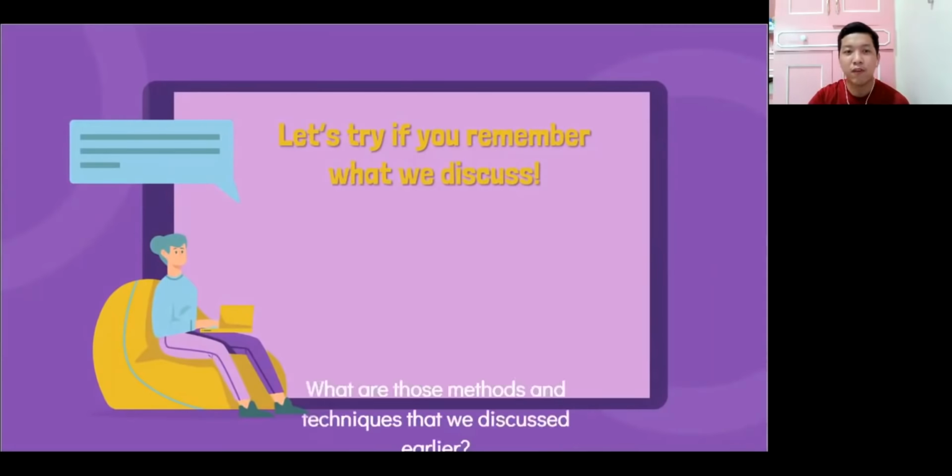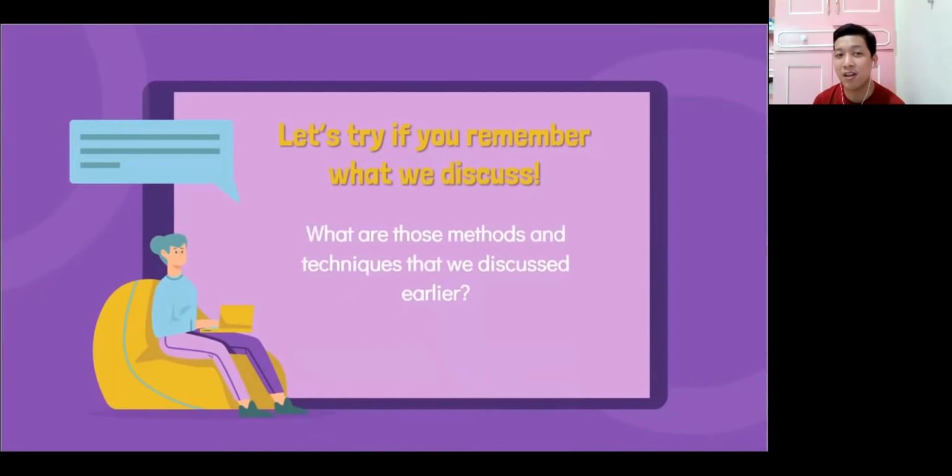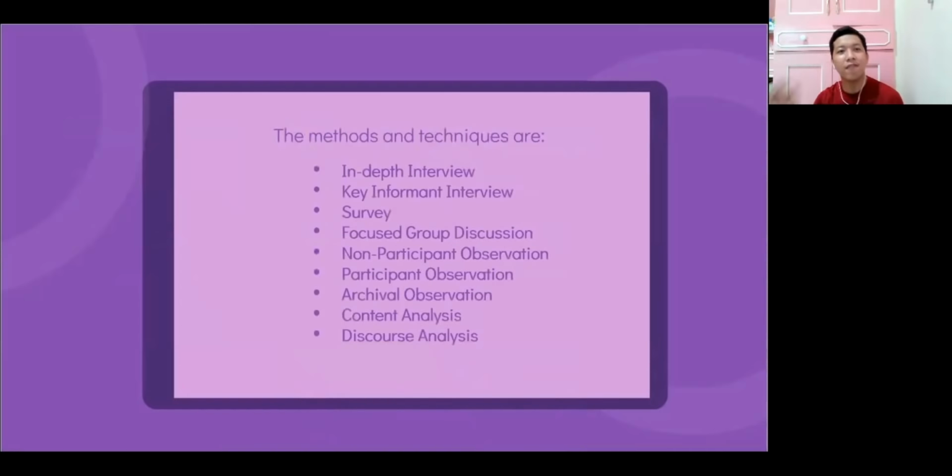For the first question, what are those methods and techniques that we've discussed earlier? Anyone? Okay, very good. So the methods and techniques are the in-depth interview, the key informant interview, survey, focus group discussion, the non-participant observation, participant observation, archival observation, content analysis, and discourse analysis.